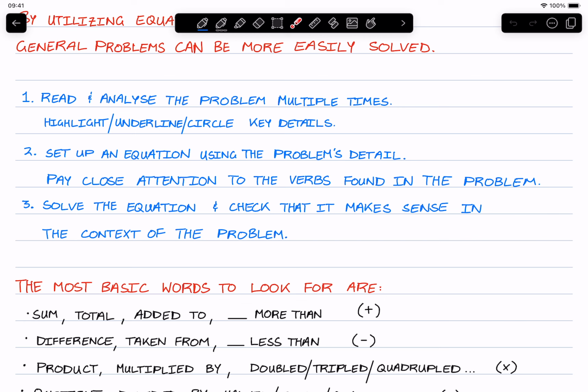And as we do this, we highlight, underline, or circle the key details that we're looking for. The second step is using the information. We set up an equation using the problem's details. For this, a little tip is we pay close attention to the verbs found in the problem. And lastly, we just solve the equation and check that it makes sense in the context of the problem.